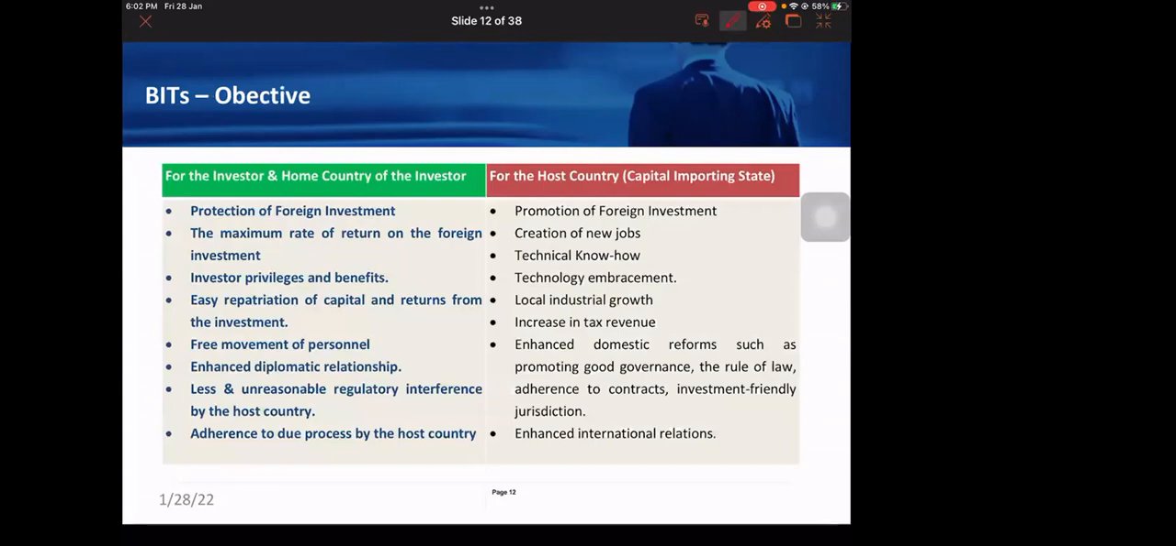Now, as you may see before your screen, what are the objectives from an investor? In the home country of the investor, investments get protected. There's a maximum rate of protection. Investor privileges and benefits: the bilateral investment treaty gives certain privileges and benefits, such as repatriation of capital and returns. I can freely invest without any worry that my investment will get expropriated. It also enhances diplomatic relationships.